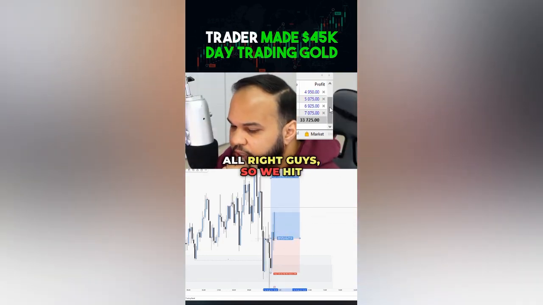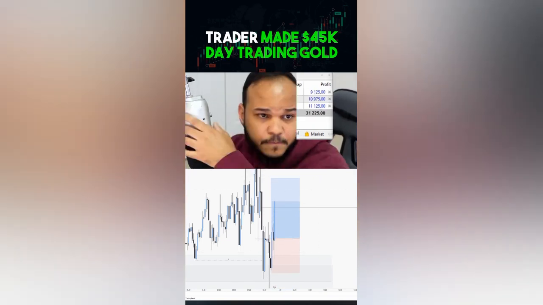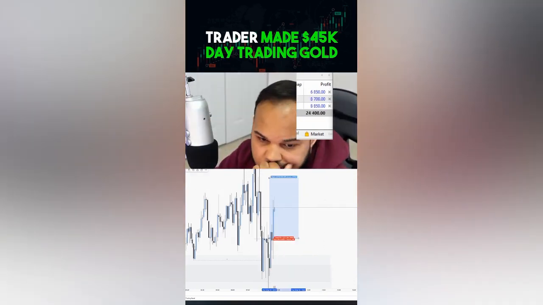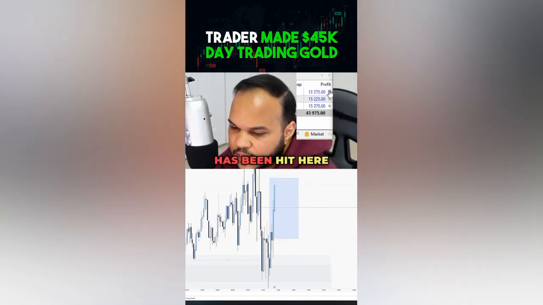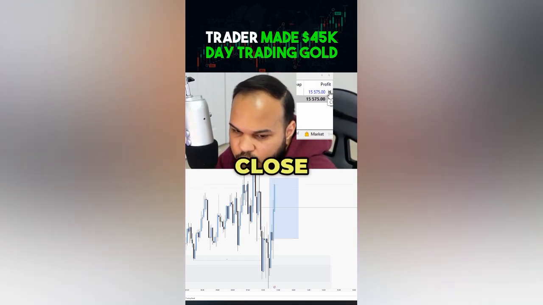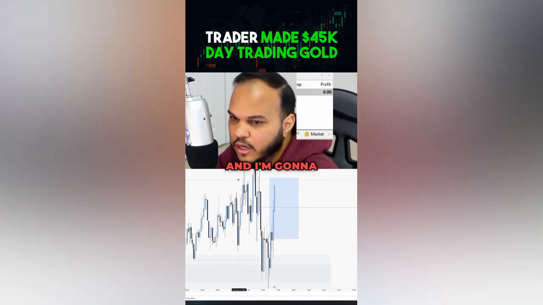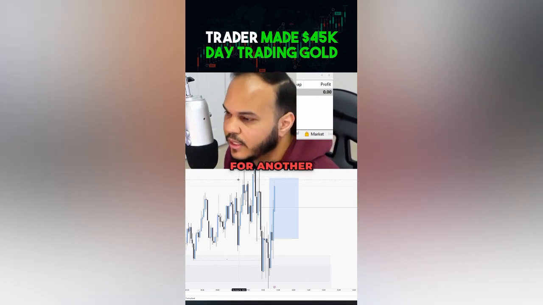All right, guys, so we hit TP1. I'm going to close partial here. All right, guys, so TP2 has been hit here. I'm going to close my positions. We're just like 1 pip away from TP2, so I'm going to close full here, and I'm going to call it a day. And just like that, we hit TP2 for another amazing day for us.